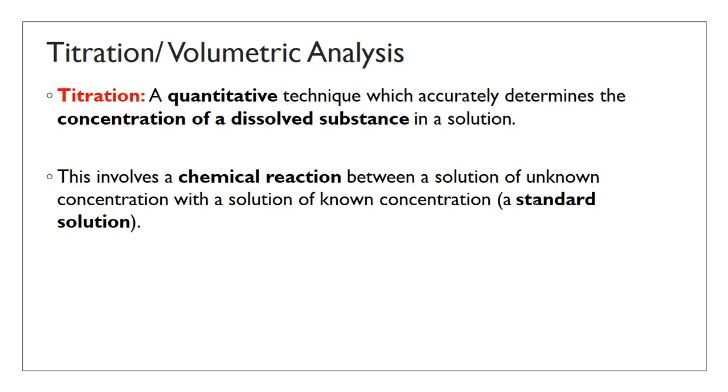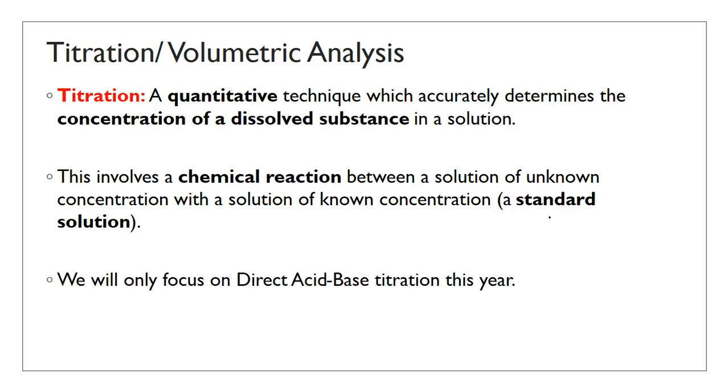Another name for a solution of known concentration is a standard solution, which I don't know whether you remember, but we actually have mentioned this in the past. So you need a standard solution so that you can determine the concentration of another solution. We only focus on direct acid-base titration this year, and then next year we'll look at direct redox titration as well. But just keep in mind that this is not the only type of titration possible. There is another method called back titration, but we no longer talk about it.